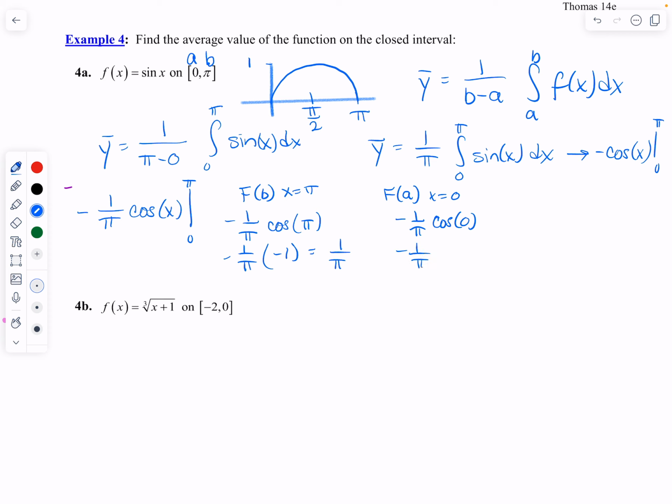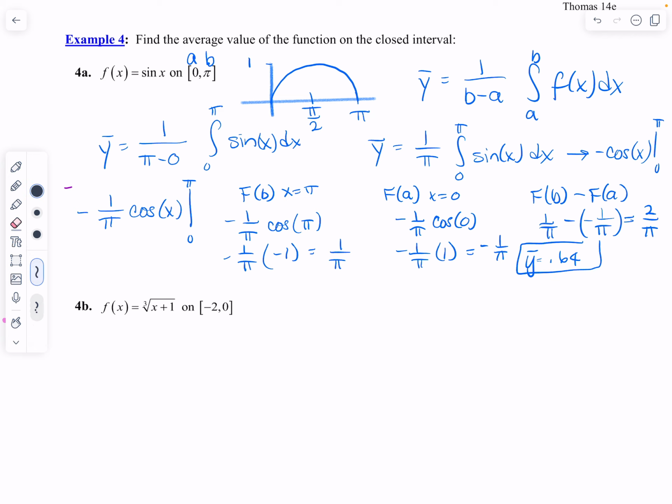Now remember, I have to take f at b minus f at a. So I get 1 over pi minus negative 1 over pi. So this becomes 2 over pi. And if you plug that into the calculator, 2 divided by pi, I get 0.64, and this is y bar. So this is the average value of the function.